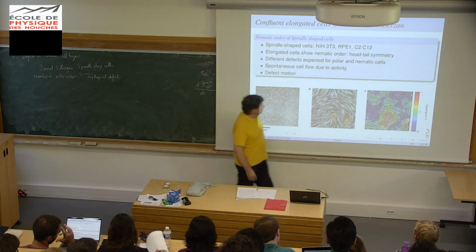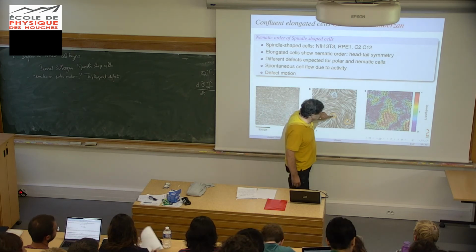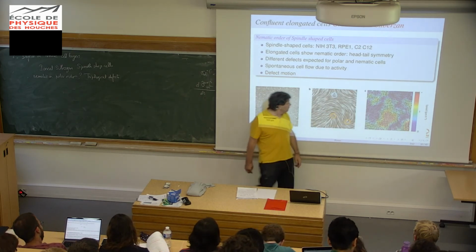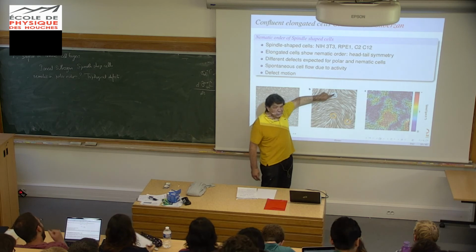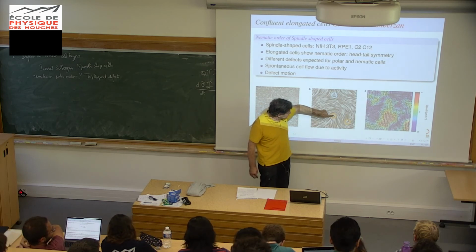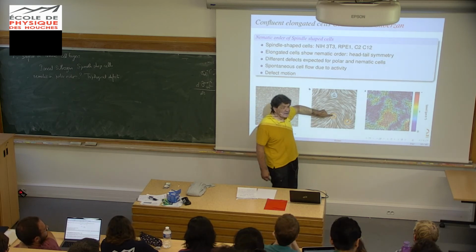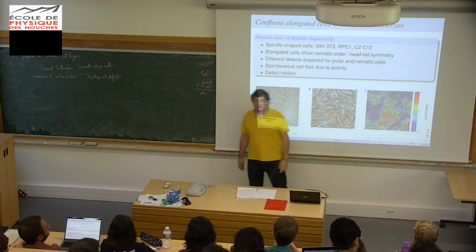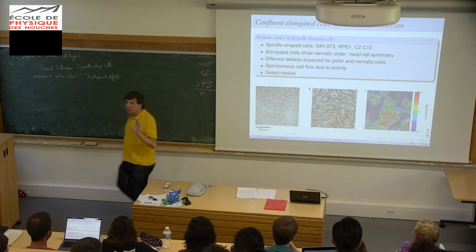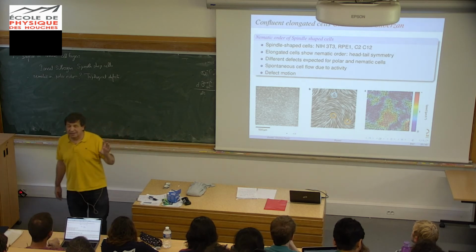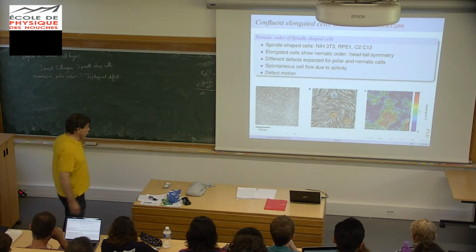You see defects of the order. There is one defect here, there is one defect here, and there is one defect here. This defect is what I call the -1/2 defect. This defect is a +1/2 defect, and this defect is a +1/2 defect. So in these cells, you only see half-integer defects, and that imposes that the order is nematic.